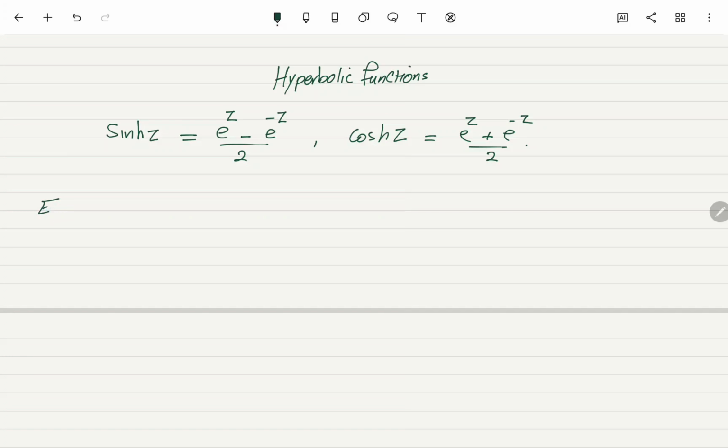Example: calculate sine ix, cosine ix and tan ix, in such a way that x is a real variable. Here x is a real variable.